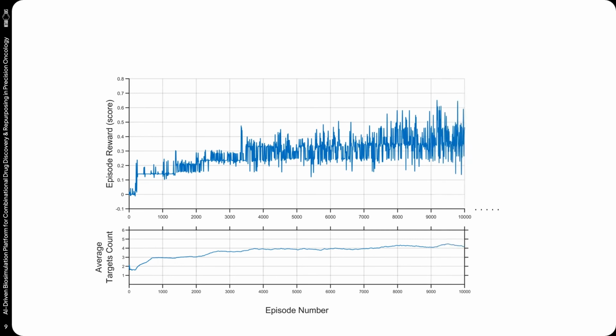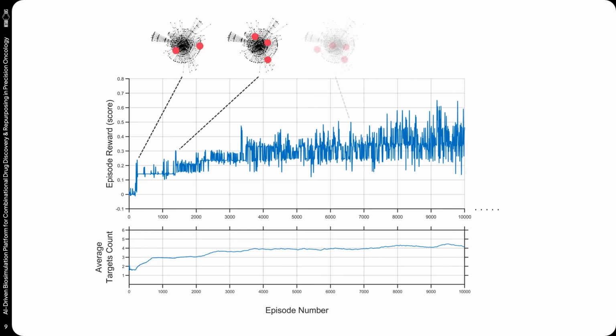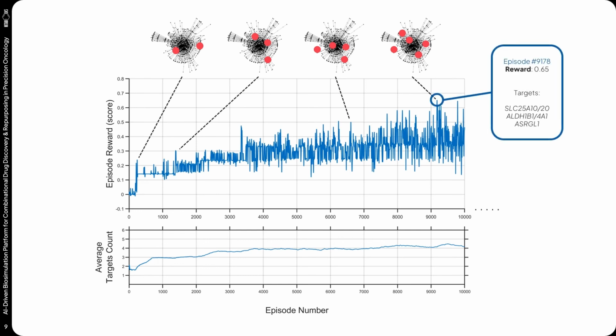In our cancer example, the agent quickly discovers that targeting multiple reactions gives the highest rewards, indicating that successful strategies involve combinations of targets. Each time the agent achieves a high reward, we can trace the sequence of actions it took, revealing the combination of specific targets that can revert the diseased phenotype.